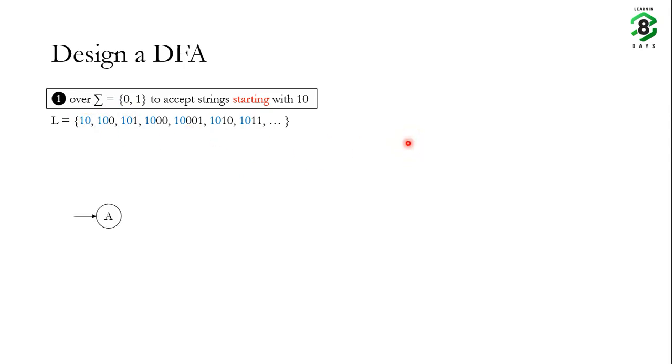We will of course have an initial state in our DFA, as we saw in our last class, and then from the initial state, if we get a 1, we go to state B, and then in state B, if we get a 0, we go to state C. State C will be the final state because the string 1, 0 should be accepted. So this is a machine which accepts string 1, 0.